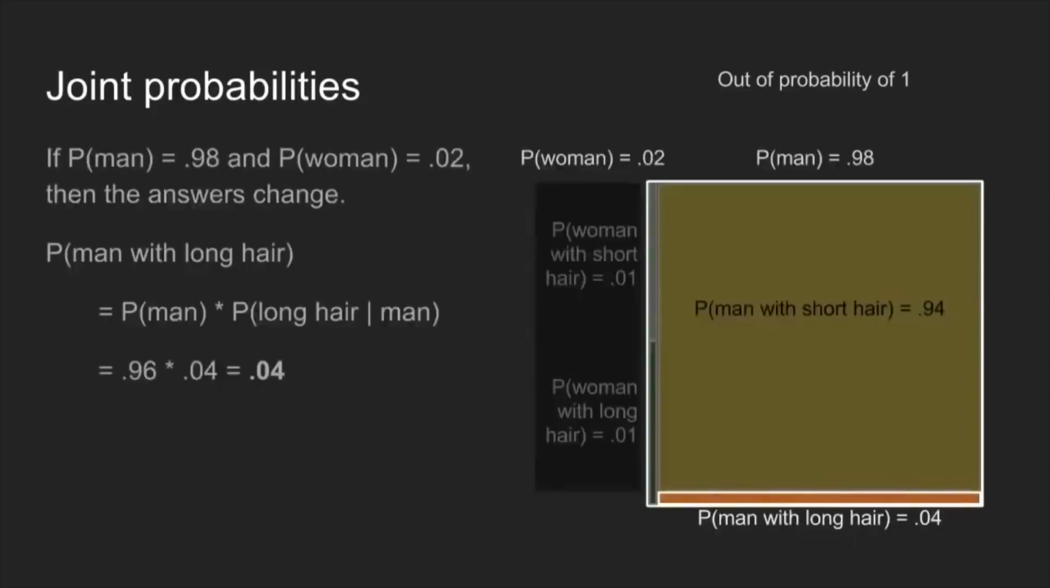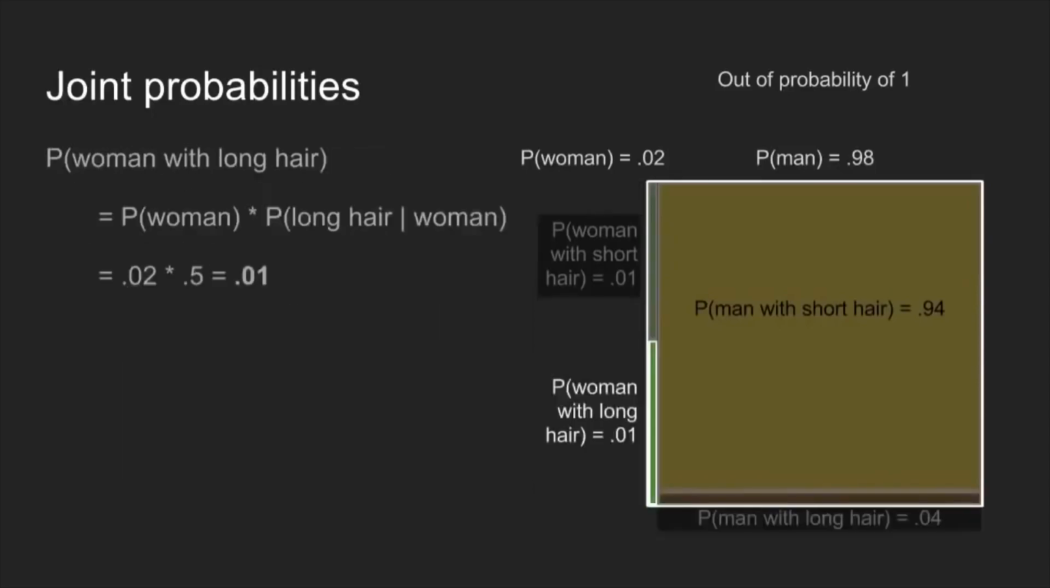So we can do this for the men's restroom too. The probability that someone is a man and has long hair, 4%. Someone is a woman and has long hair, 1%.